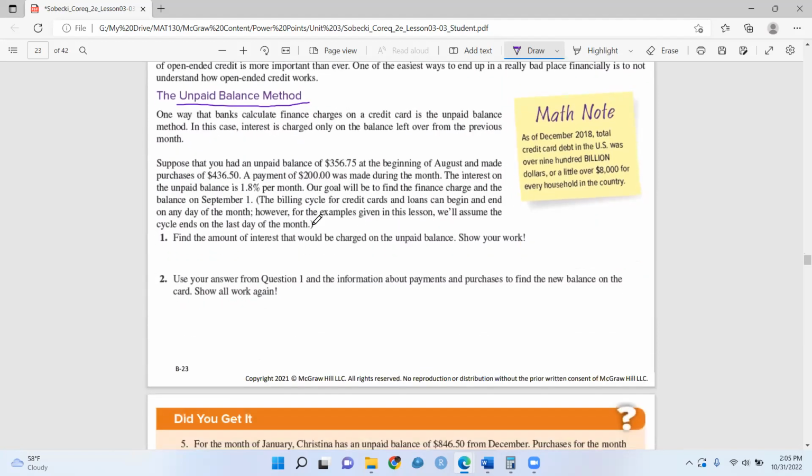So here we go. Suppose you had an unpaid balance of $356.75 at the beginning of August, made some purchases, and made a payment. You've got this interest charge per month, and we're going to find the finance charge and the balance on September 1. So here we're going to find the amount of interest that would be charged on the unpaid balance. Well, this is just straight from chapter 1. How do we calculate percent of? So this 1.8% converted to a decimal is this. Now notice it's per month.